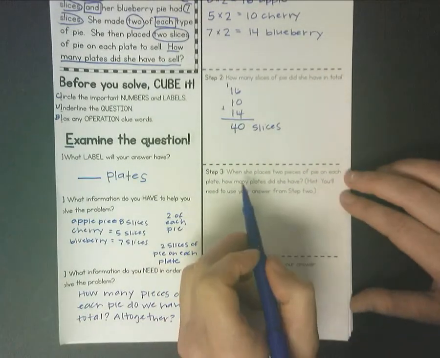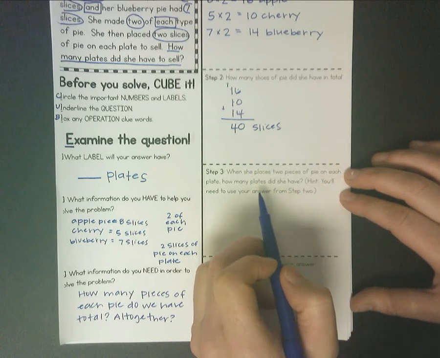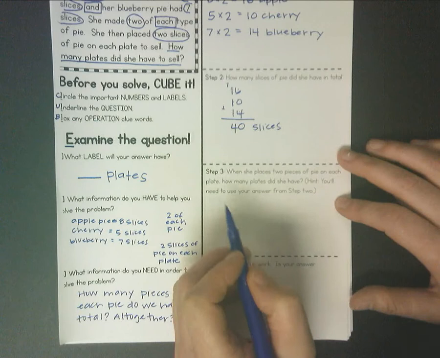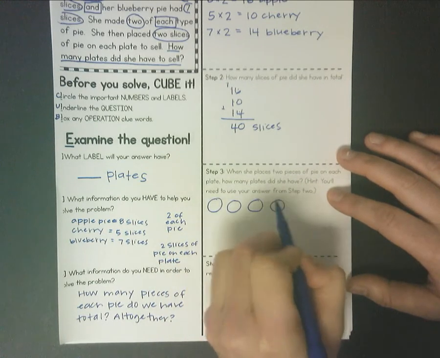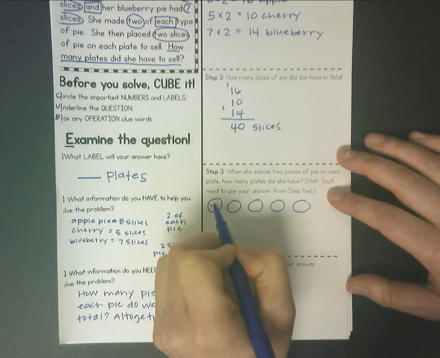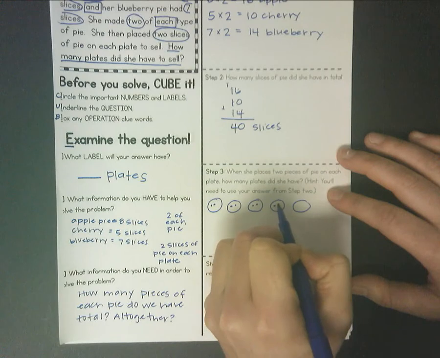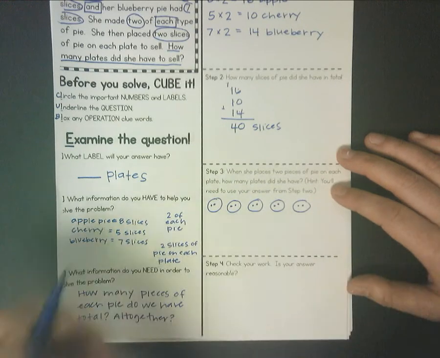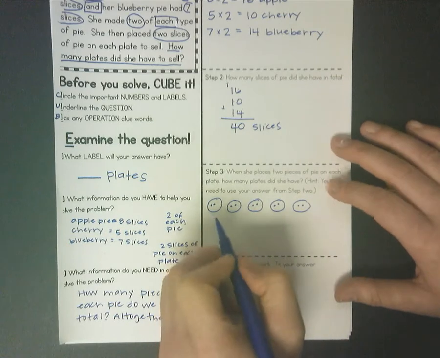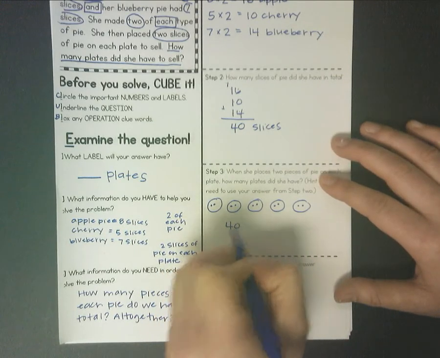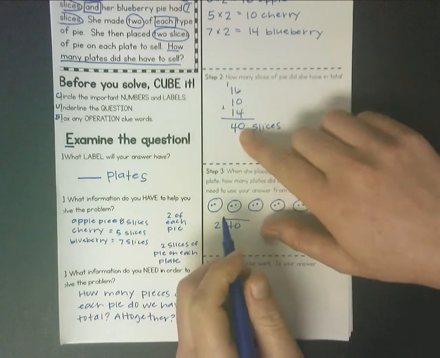And then, when she places 2 pieces of pie on each plate, how many plates does she have? So that means on one plate, I'm just going to draw some plates here. We have 40 slices. We have 1, 2, 3, 4, 5, 6, 7, 8, 9, 10. We'd keep doing that until we got to 40 slices, and we'd have to figure out how many plates we have. Now the way we can do that is 40 divided by 2, because we're going to use that 40 up here.